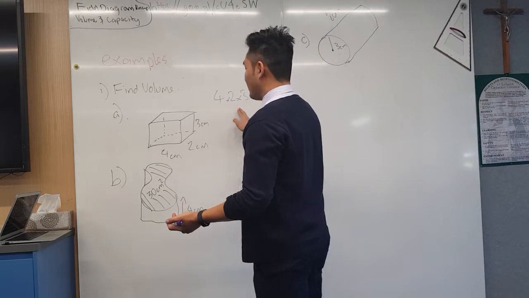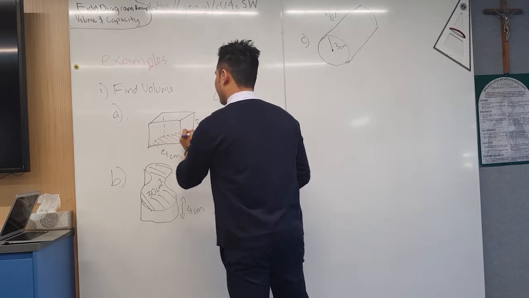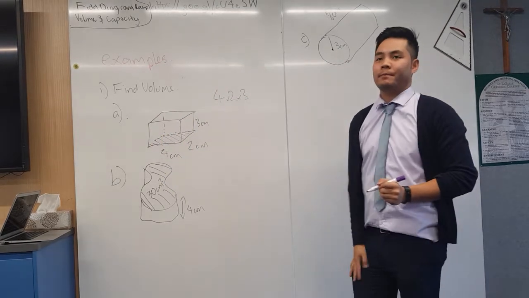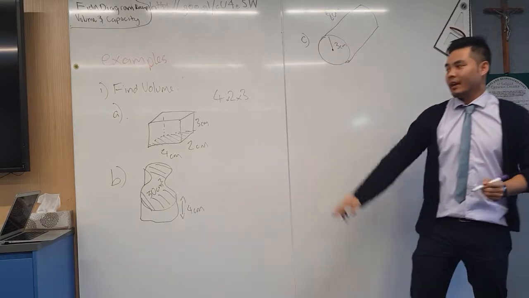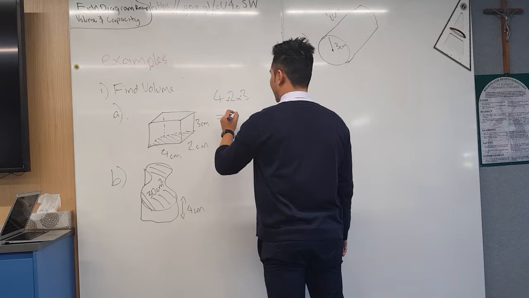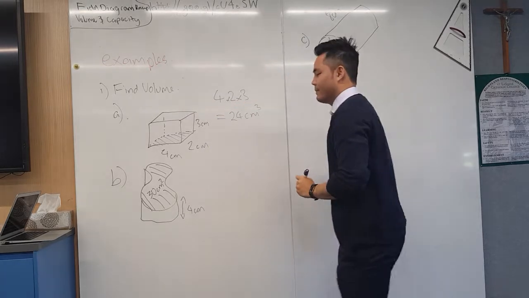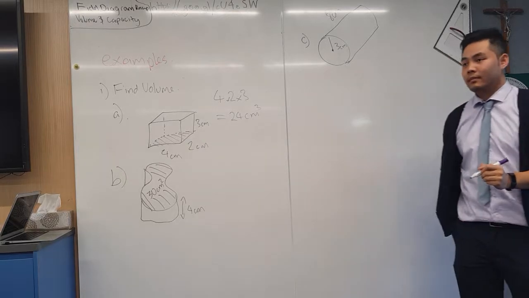So 4 times 2, we're trying to find out what the base is first. Then times it by the height, which is 3. 4 times 2 gets the base, and then 3 is the height. And the answer should be 24 centimeters cubed. We got it wrong. So how did we get it wrong? You gave us the wrong answer.